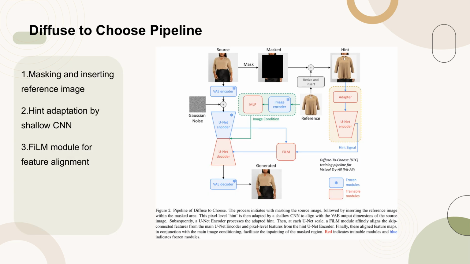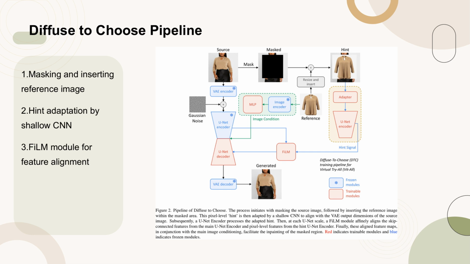Figure 2 illustrates the pipeline of Diffuse to Choose, DTC, a novel diffusion-based image conditioned inpainting model. The process begins with masking the source image and inserting the reference image within the masked area. This pixel-level hint is then adapted by a shallow convolutional network, CNN, to align with the variational autoencoder, VAE, output dimensions of the source image.